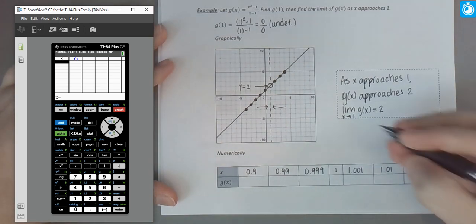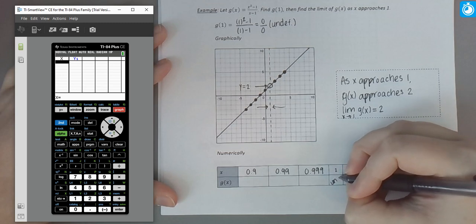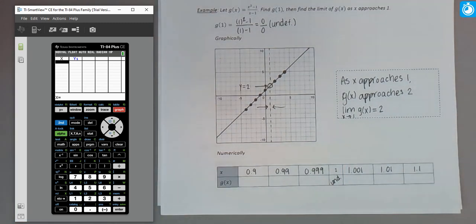Now here at 1, remember it's undefined. We demonstrated that. You can actually see that from the table as well. So what happens if we type in 1 and evaluate it? It's going to give you the error. The error means again that there's nothing there. And here, that error, the fact that there's nothing there, means there's a hole. There's not an asymptote that we sometimes see with rational functions. There's just a hole in the graph.